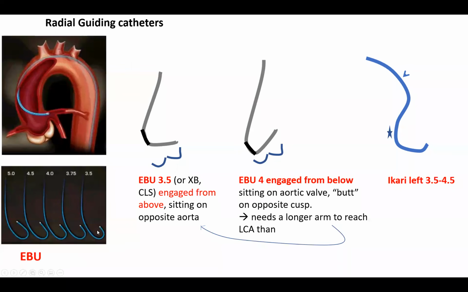Now I'll elaborate more on the sizes. So this is a Judkins left 3.5 in this patient. The general wisdom has always been that when we're using guiding catheters, EBU and CLS, they are more downward pointing than the Judkins left catheter because they don't have that extra tip at the end. So they tend to be more downward pointing. Therefore, for the same coronary, you need a smaller curve to engage with an EBU than you would need with a Judkins left.